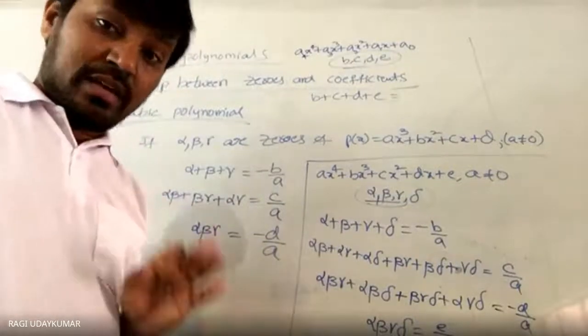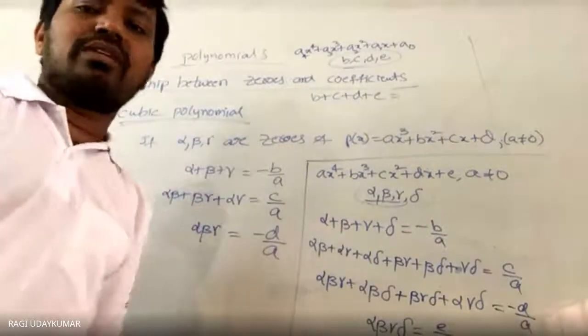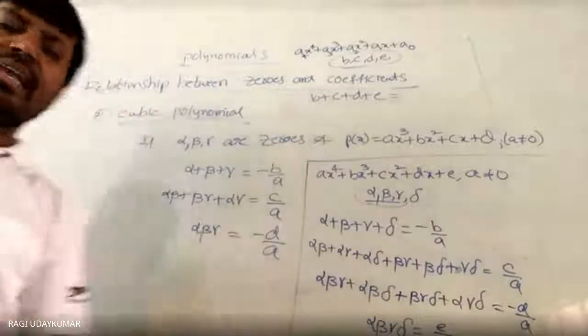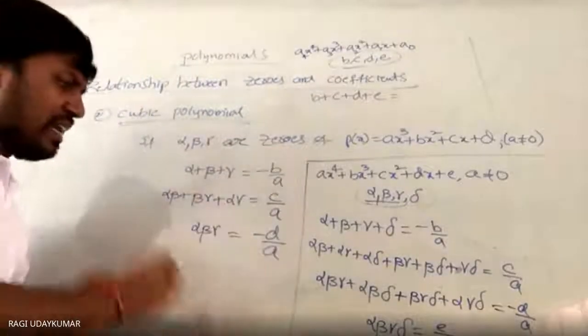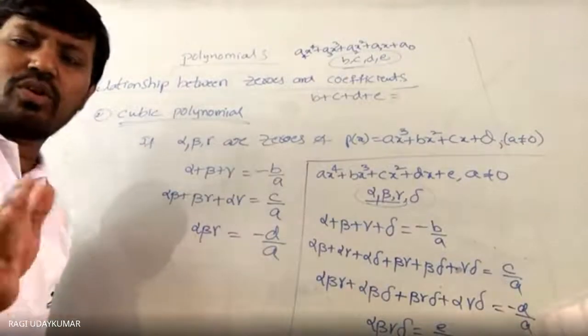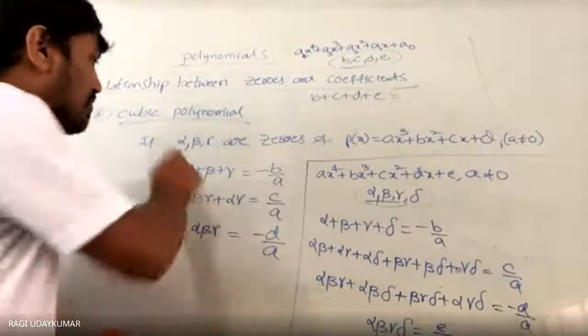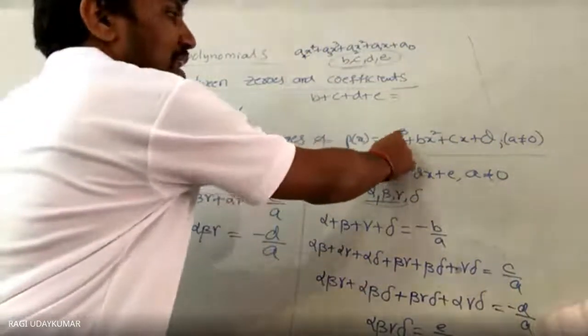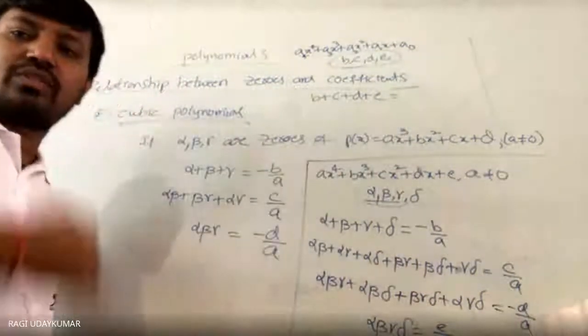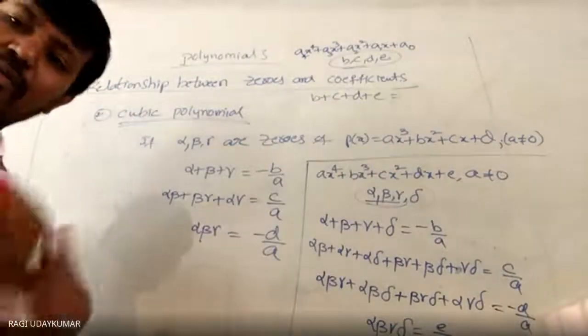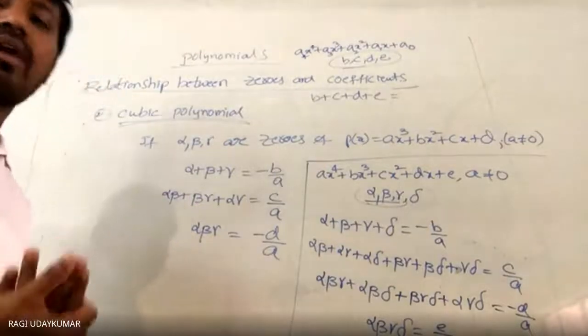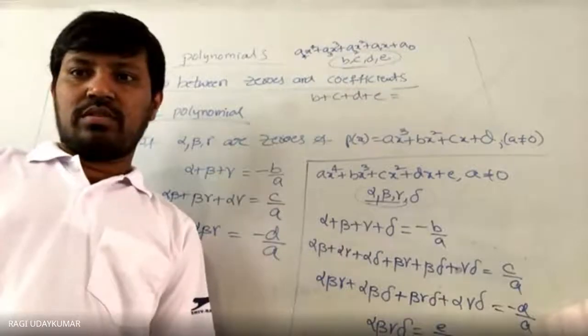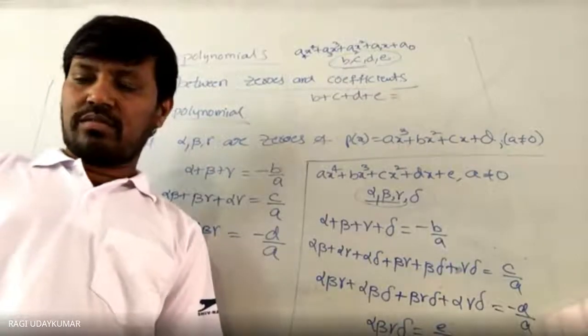A2 by A4 होगा. Because I have seen that mostly students will blindly try to remember minus B by A, C by A, D by A. No, don't remember blindly. Suppose if I change this polynomial, instead of ax³ plus bx² plus cx plus d, to another polynomial, you should be ready to answer it. Further polynomials also. Did you get my point? Yes, sir.